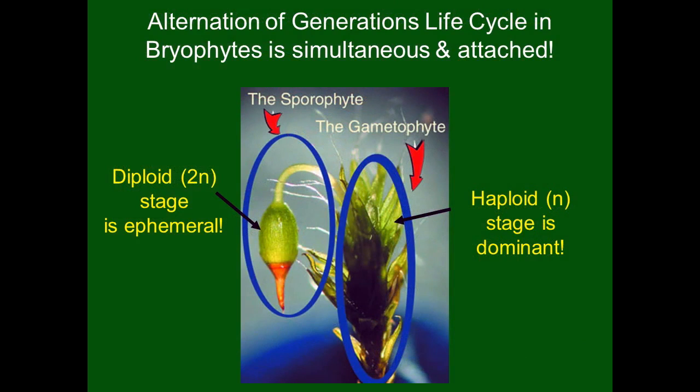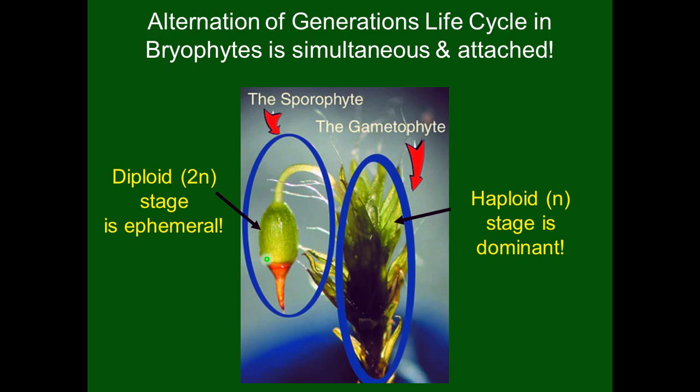The alternation of generations life cycle in bryophytes is simultaneously and attached. So we have a diploid stage, and it's ephemeral, meaning it doesn't last very long. That's called the sporophyte. The gametophyte stage is the dominant one that we're used to in mosses. So take a look at the difference. We see the leafy-like structures on the haploid stage, the gametophyte, and we see non-leafy-like structures on the diploid stage.